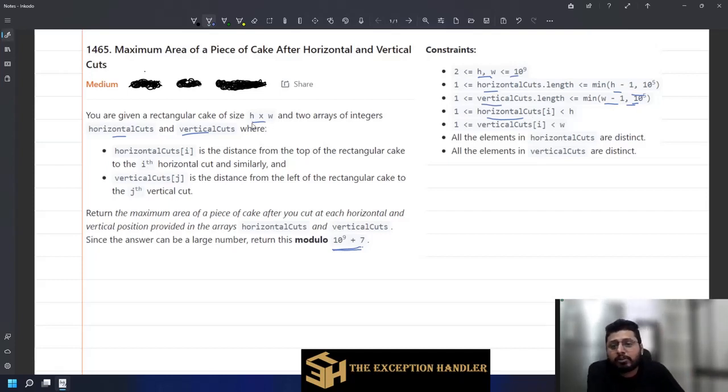Secondly, they have also mentioned that the horizontal and vertical cuts have distinct elements, so you don't have any repeating elements. But they have not mentioned whether the elements are sorted from top to bottom or from left to right, which you have to take care of while calculating the largest piece of cake. Now let's first understand a few examples and figure out the best approach to solve this question.